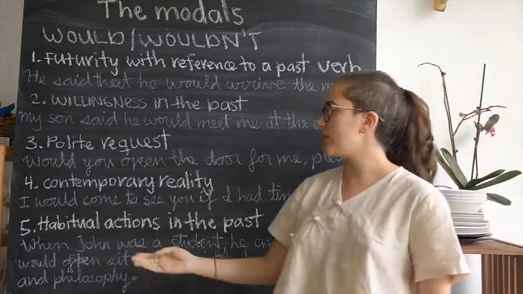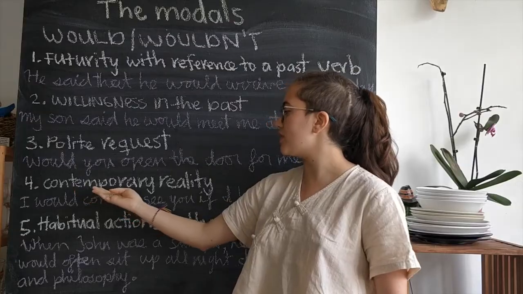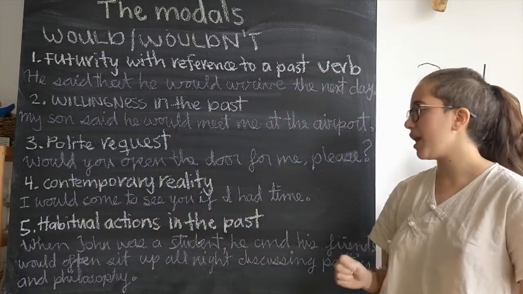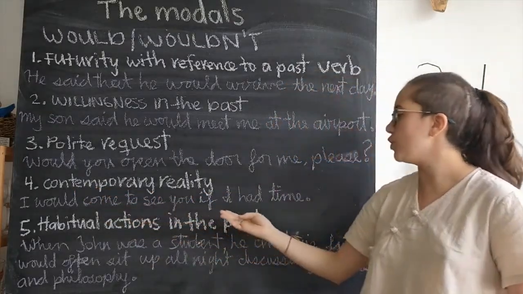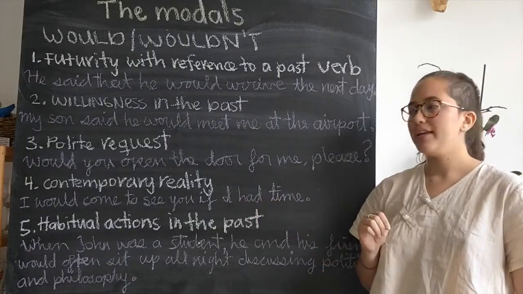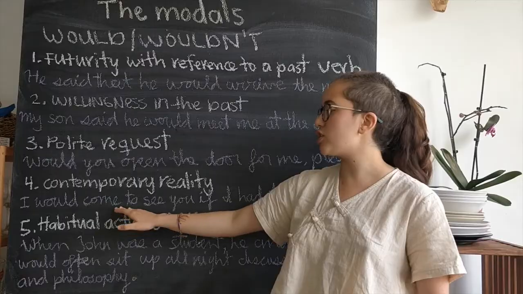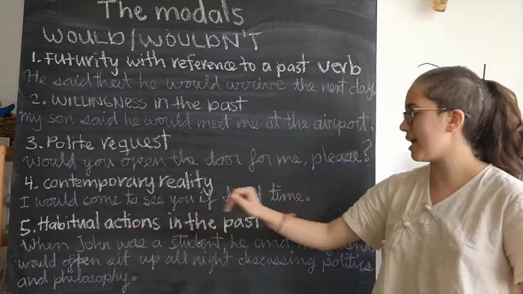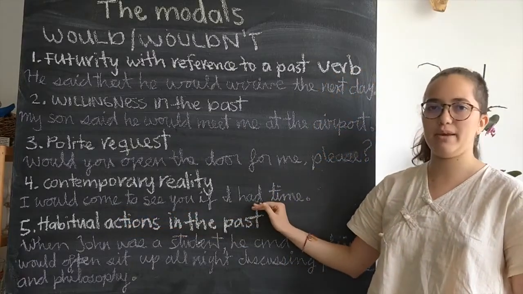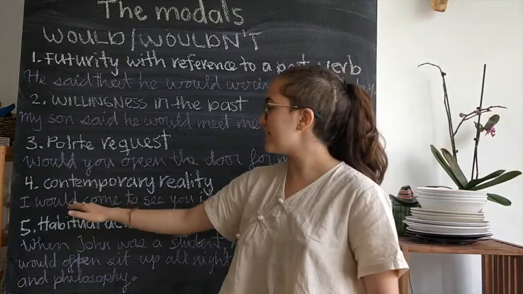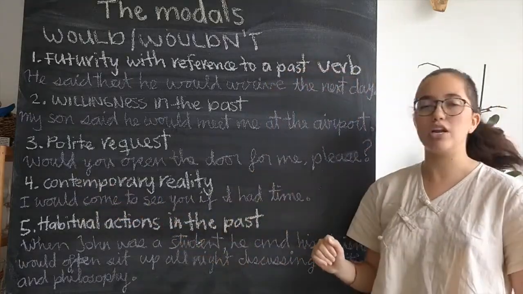We can also use it to express contemporary reality. I would come to see you if I had time. Here, this sentence is expressing that the person, the subject, would come to see them if they had time. So this expresses a reality that cannot happen.